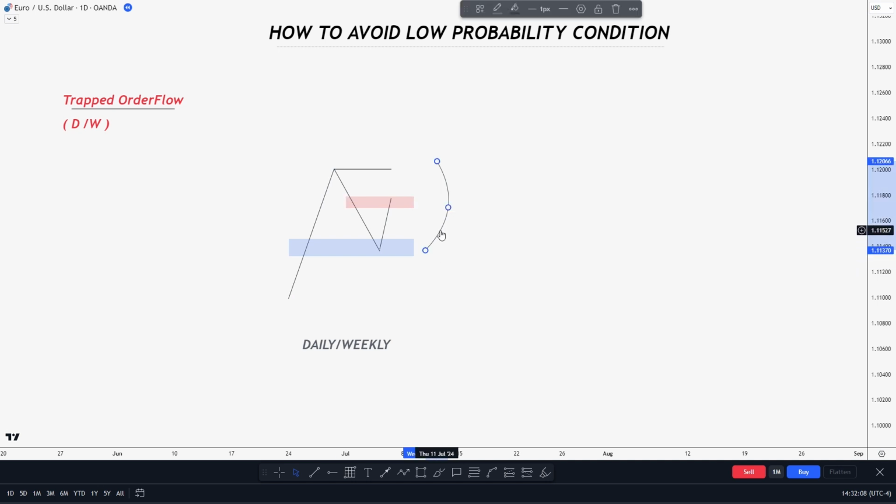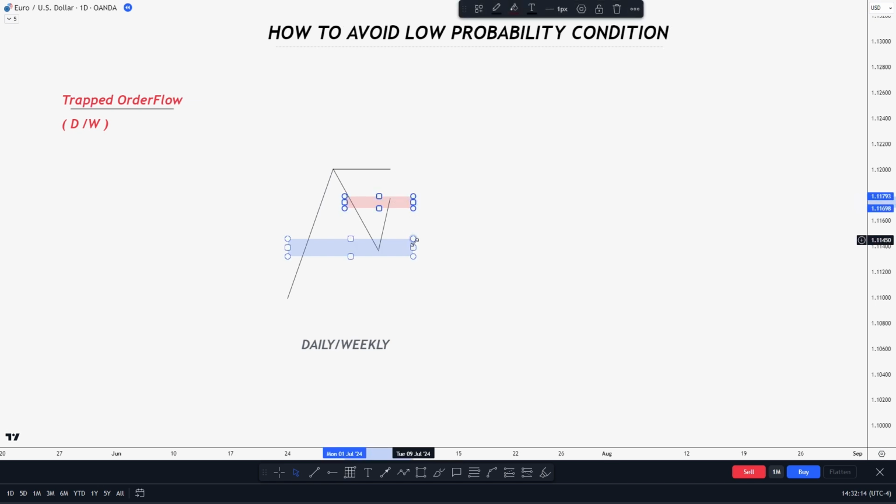Here I like to see two things. Either taking a sell or taking a long is a low probability condition for me, so in this scenario I want to see more confirmation. Whenever you struggle with bias, if your daily and weekly bias is not clear, then wait for more confirmation, or look for another pair.